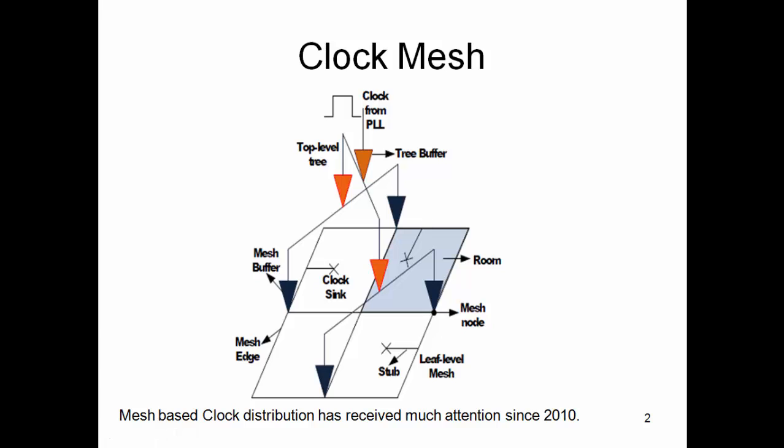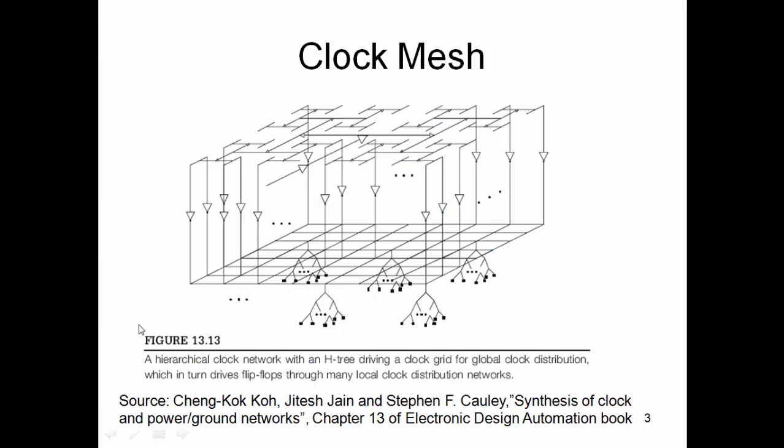The mesh-based distribution has received much attention in recent years since 2010. Now this is further explaining the same mesh-based distribution. We have the mesh here driven by an H tree, two levels of H tree at the top, and then the H tree leaf nodes feed the mesh, and from the mesh you can also have local trees. That is just to say that we might use another level of tree after the mesh, or sometimes the clock sinks are directly connected to the mesh itself.